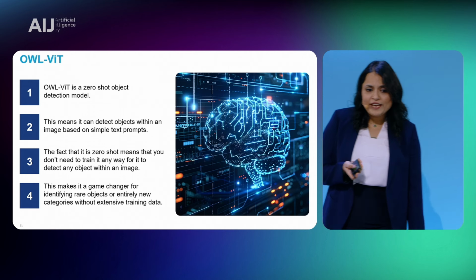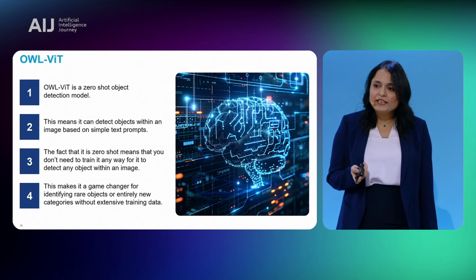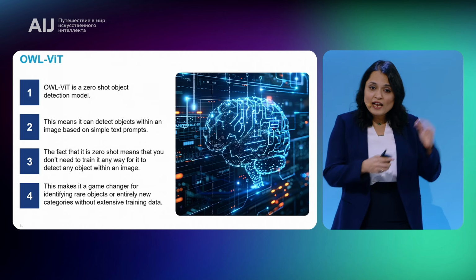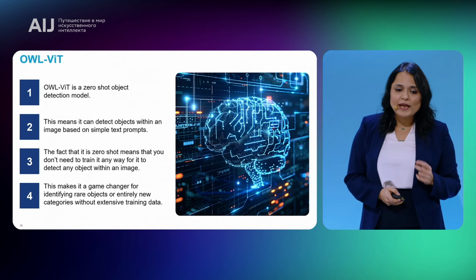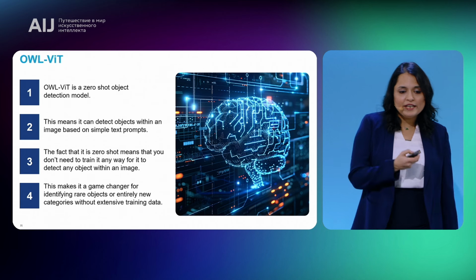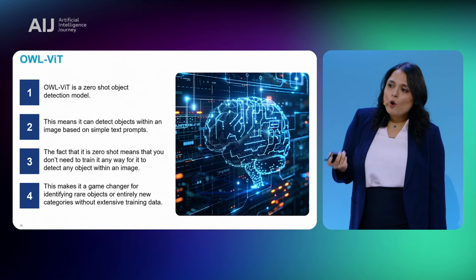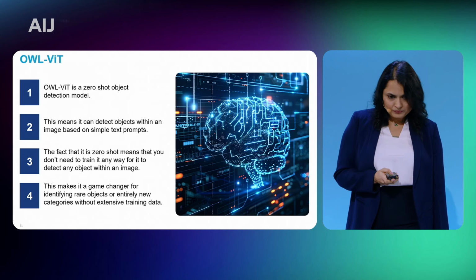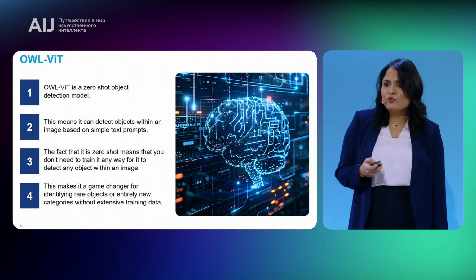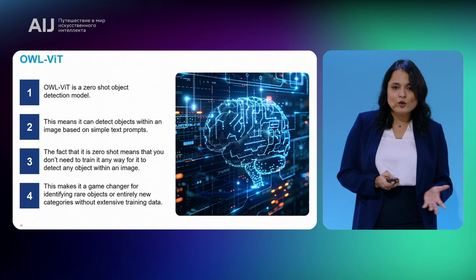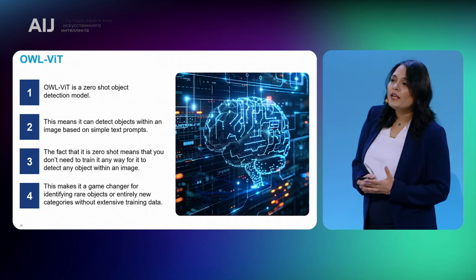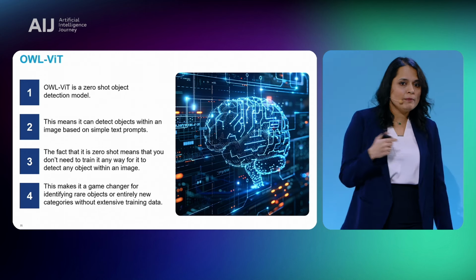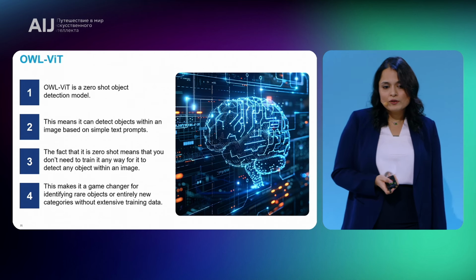We have OWL-ViT, which is a zero-shot object detection model. This, again, is one of the most common models used for object detection. And we'll understand this whole image editing pipeline in the next few slides. The OWL model is basically used to detect objects in an image. Since it is zero-shot, you need very few samples to actually train your model. What it also means is that if you have not trained your model on any of those objects, it would still be able to detect those objects in your image.